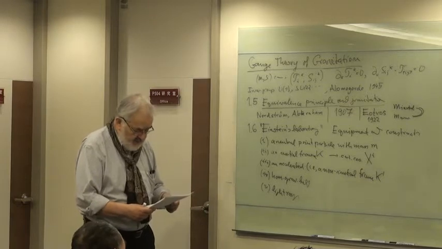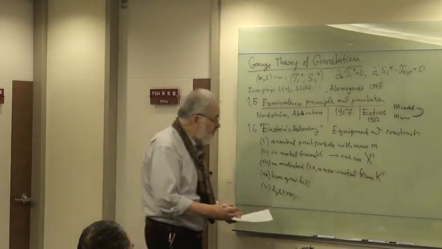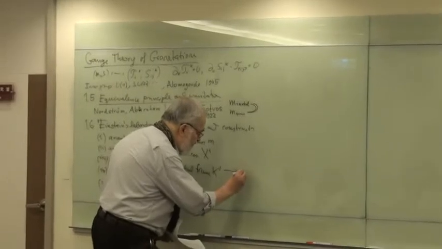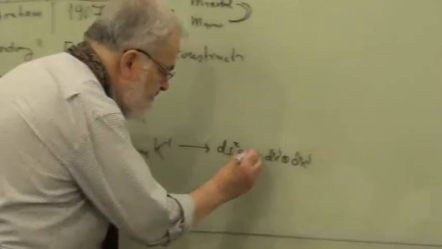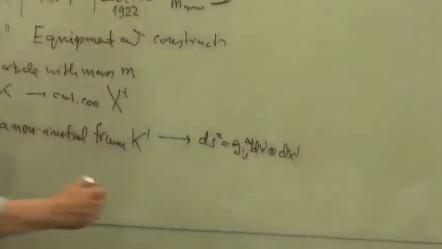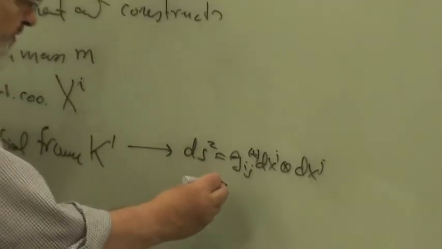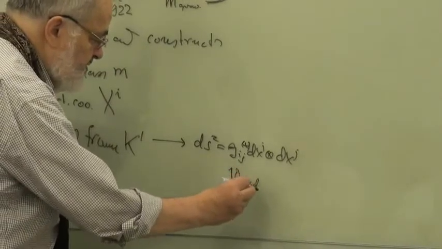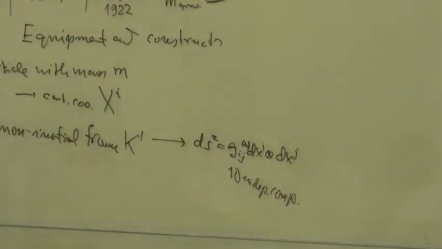Okay, and number 3, an accelerated frame. You just go to curvilinear coordinates. And the metric is then, of course, no longer diagonal. Then you have ds square, quite generally, g_ij dx^i dx^j. This is the metric, which depends on x in general. It is no longer constant like in Minkowski space-time in Cartesian coordinates. It is a symmetric tensor field. It's a 4 times 4 matrix, it's symmetric, and it has 10 independent components.